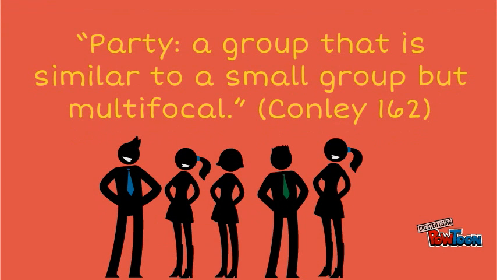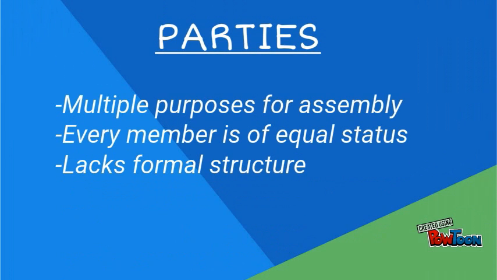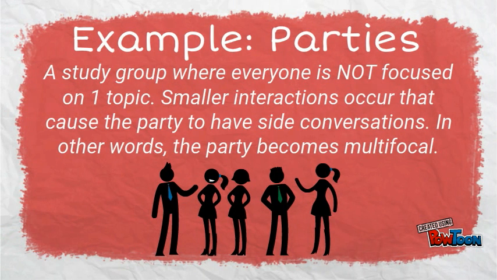Conley states a party is a group that is similar to a small group but multifocal. A party's characteristics are an assemblage for multiple purposes, every member is an equal member, and it lacks a formal structure. An example of a party is a study group where everyone is not focused on one topic. Smaller interactions may happen within the party that cause the party to have side conversations. In other words, the party becomes multifocal.